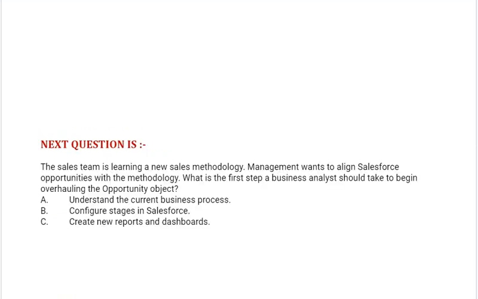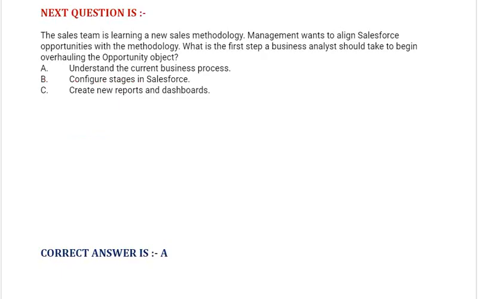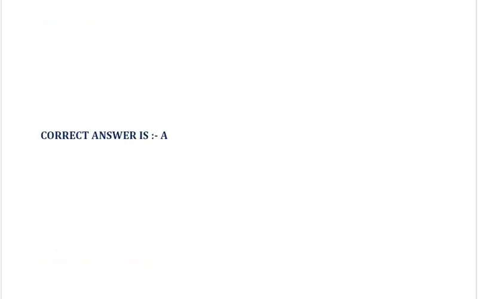Next question is: the sales team is learning a new sales methodology. Management wants to align Salesforce opportunities with the methodology. What is the first step a business analyst should take to begin overhauling the opportunity object? Option A: understand the current business process. Option B: configure stages in Salesforce. Option C: create new reports and dashboards. Correct answer is option A.